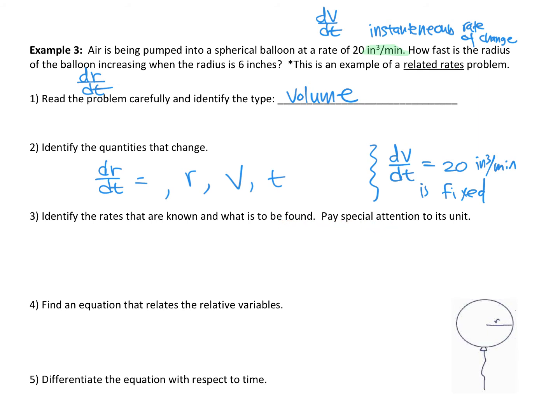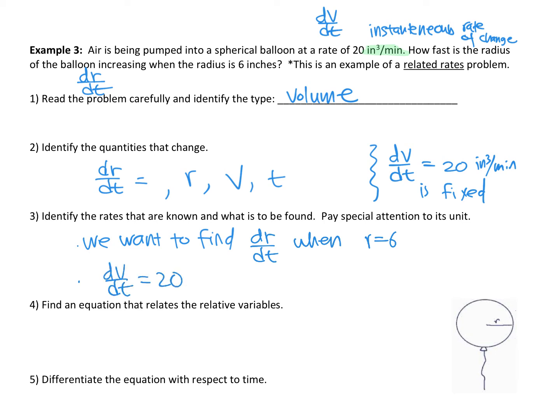Okay, so this is kind of a repeat. We want to find, I forgot what they want to find. I'm reading the question: how fast is the radius increasing when the radius is 6? Okay, to find dr/dt when r is equal to 6. What do we know? dV/dt is always 20, fixed. We also know that V is 4/3 pi r cubed, right?